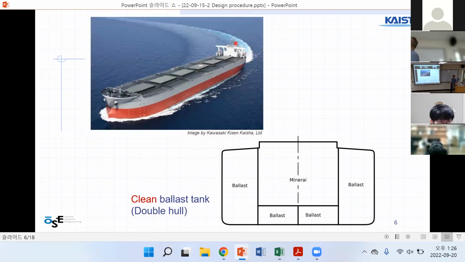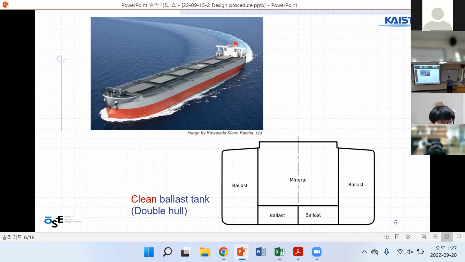Right. This is a bulk carrier. Here, there's a hatch cover. The hatch cover is located here, so if there is side sliding, then the mineral is here. And on the side is a ballast tank, and the bottom is also a ballast tank. We call this a clean ballast tank, and double hull. Double hull means two skins, right? So cargo only stays inside here.